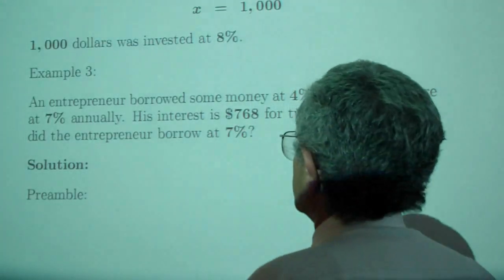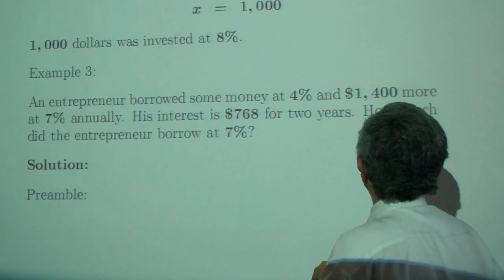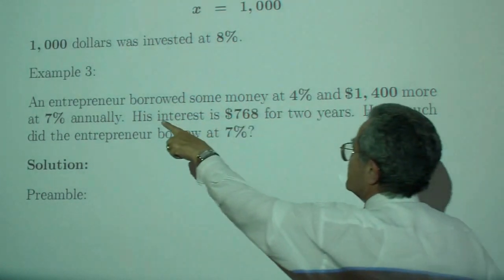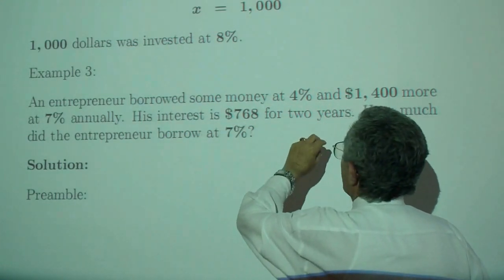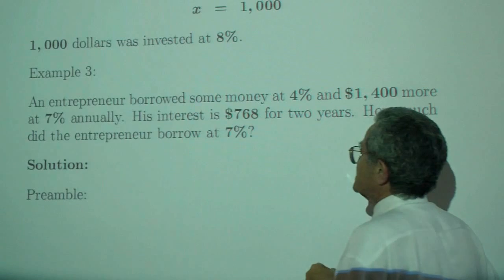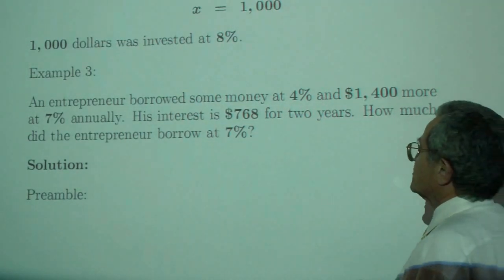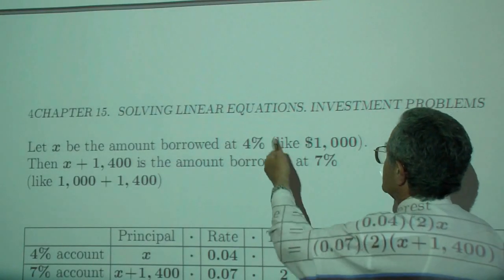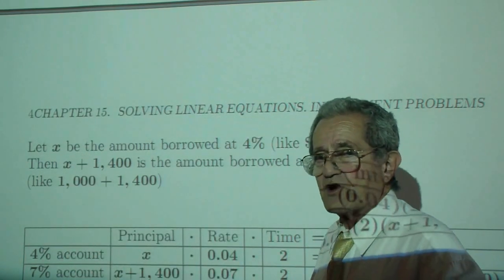Let's have another example here. An entrepreneur borrowed some money at 4% and $1,400 more than that at 7%. His total interest from the two accounts for 2 years is $768. How much did the entrepreneur borrow at 7%? Well, I know how much he borrowed at 4%: this much. I always know the answer to word problems, okay?